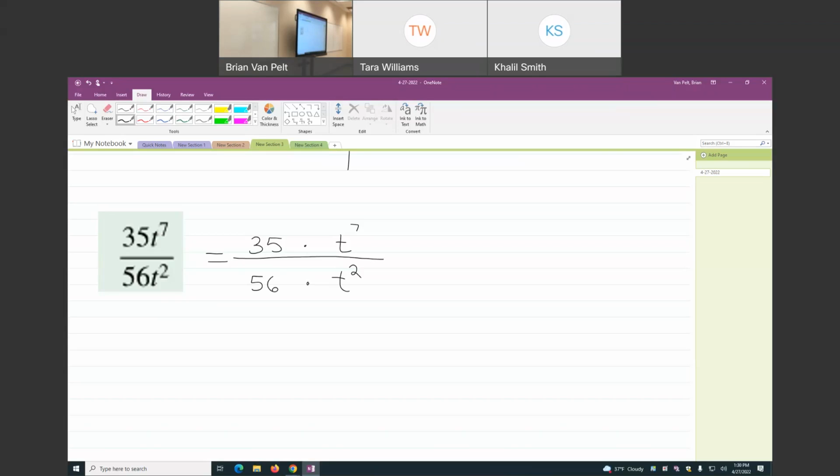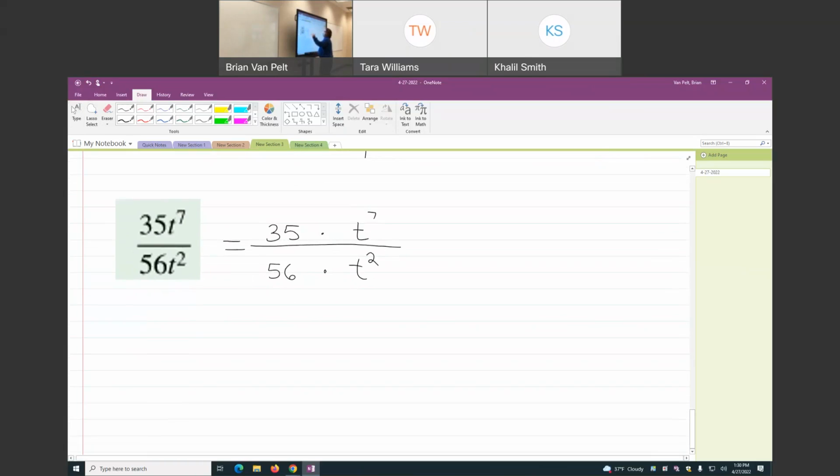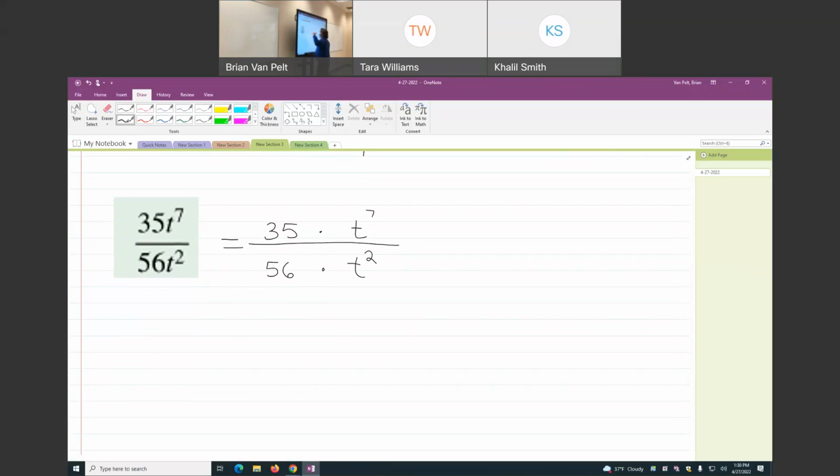I don't know if I asked it weird or not. What can you cancel? What goes into both 35 and 56? You divide it by something. All I'm asking is what was it? 35 is 5 times 7. So if I divide out by 7, I'll be left with 5. 56 is 8 times 7. If I divide out the 7, I get an 8.